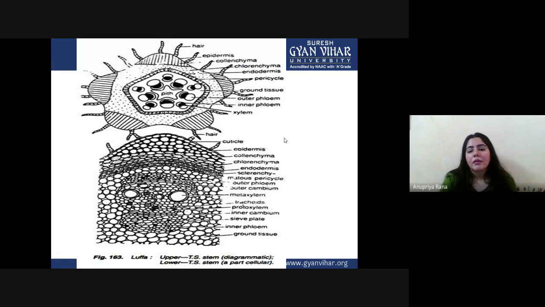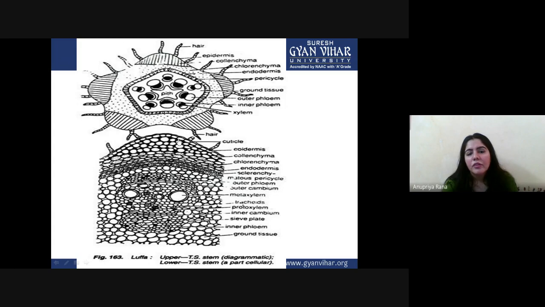Now this is a diagram. You can easily correlate this diagram now. The very outermost layer is the epidermis, and the epidermis is covered with the cuticle. And these hairs, you can see, are multicellular hairs. Whether 4 cells, 5 cells, or however many cells compose the hair, they will be multiple cells.